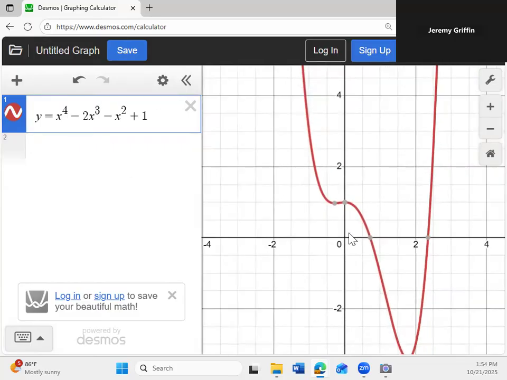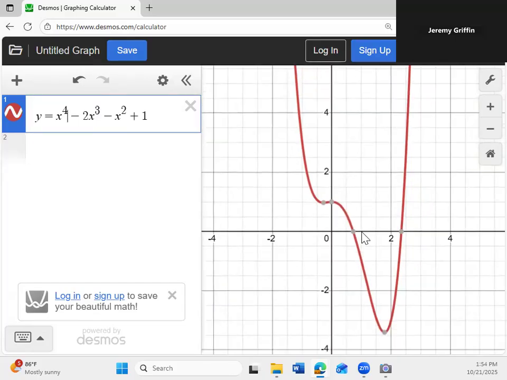Guess how many zeros are there? How many x-intercepts? 2. I see 2 right there, 1 here and 1 here. In fact, you can pretty much pinpoint exactly where they are. You see that exact x value right there? Also right there? Down to many decimal places. Okay, you see that?